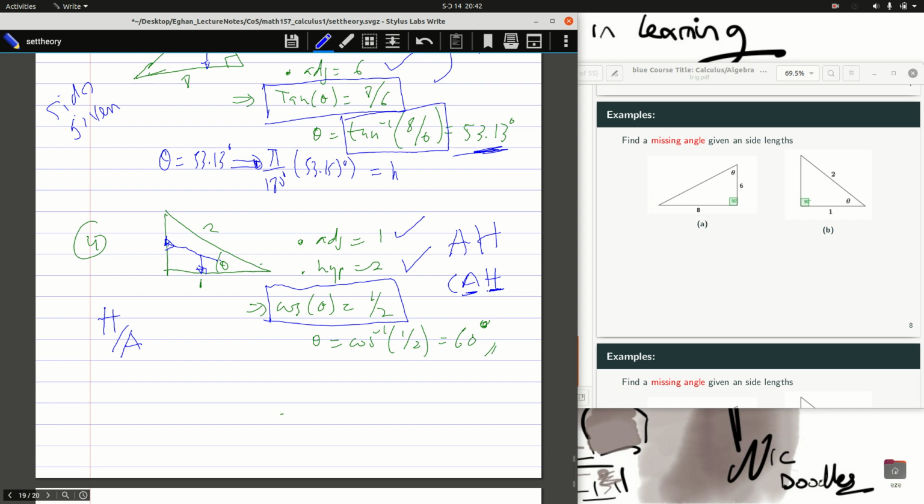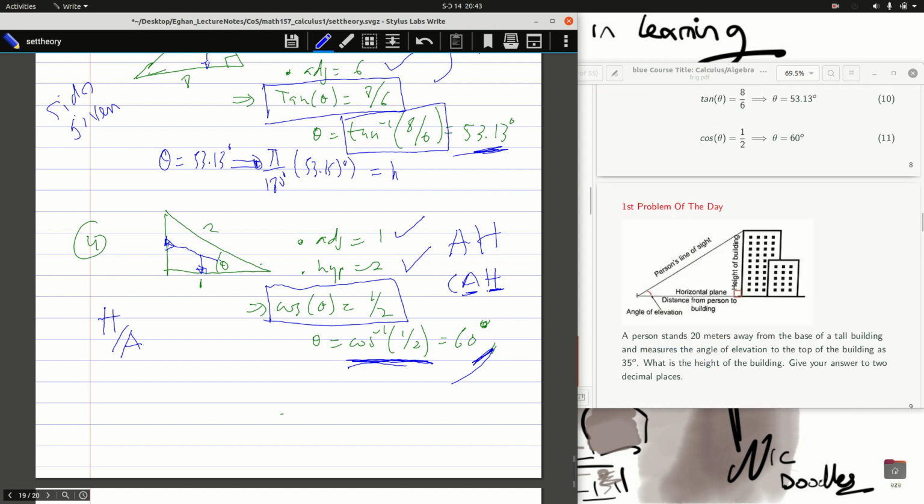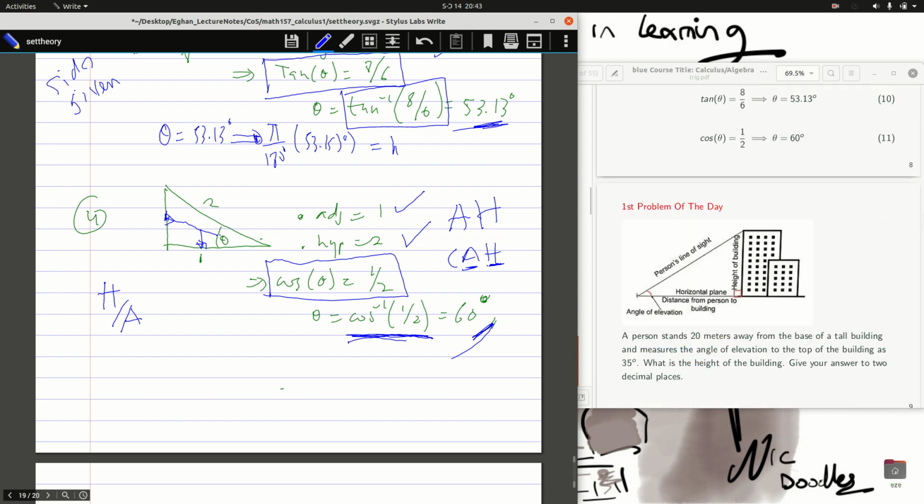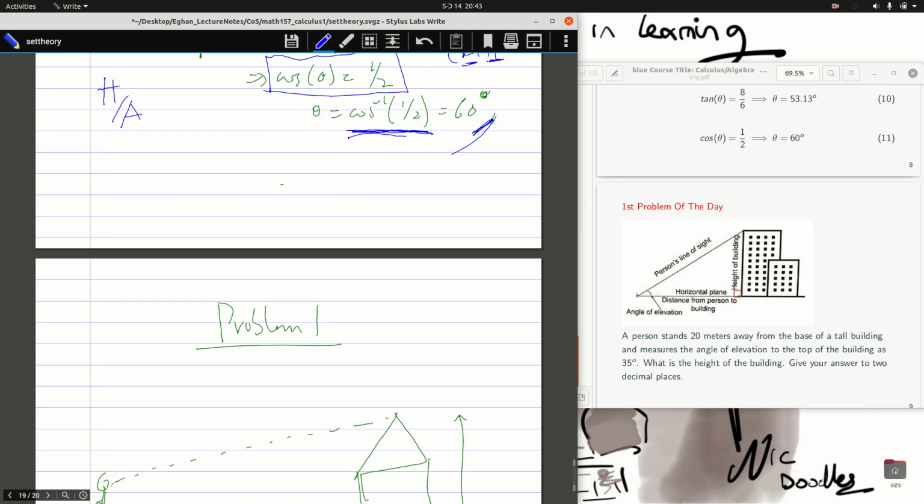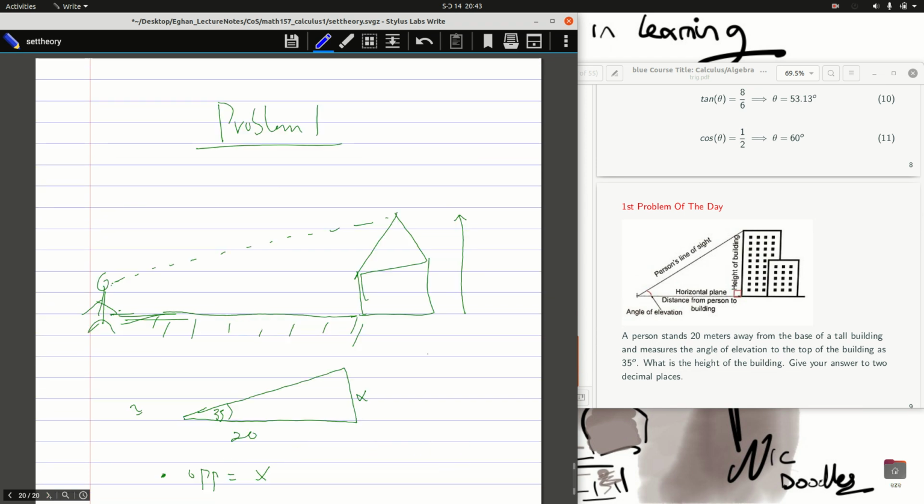In the same way, if I want theta, I take the cos inverse of 1 on 2 and I get 60 degrees. And you can convert this to radians, don't forget, if you want radians form. That's how simple the ratios and angles are. And that brings me to the last section of this video, the problem of the day. So I have it as the first problem.